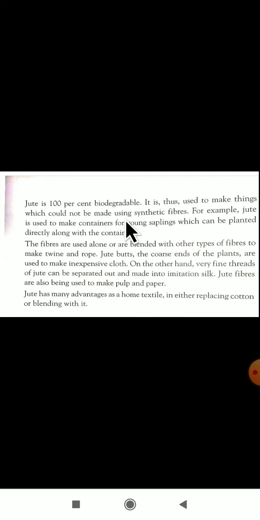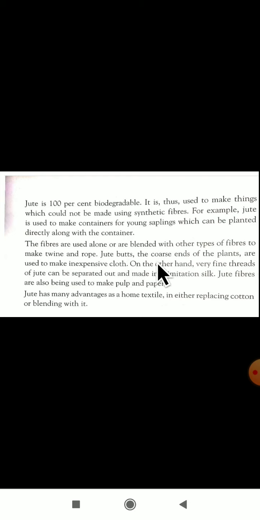Jute is 100% biodegradable, nothing but we can reuse it. It is thus used to make things which could not be made using synthetic fibers. For example, jute is used to make containers for young saplings which can be planted directly along with the container. The fibers are used alone or blended with other types of fibers to make twine and rope. Yes, to make rope also they are using jute.